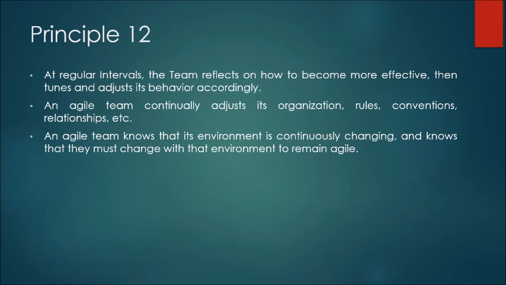Principle number 12. At regular intervals, the team reflects on how to become more effective and then tunes and adjusts its behavior accordingly. An agile team continually adjusts to its organization, rules, conventions, relationships, etc. An agile team knows that its environment is continuously changing and knows that it must change with that environment to remain agile. So these are the 4 values and 12 principles of agile.